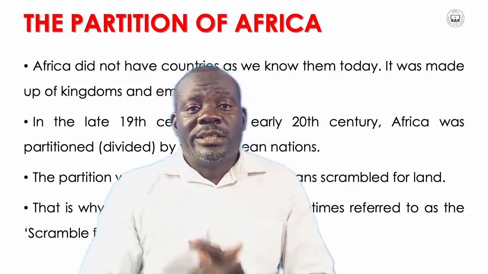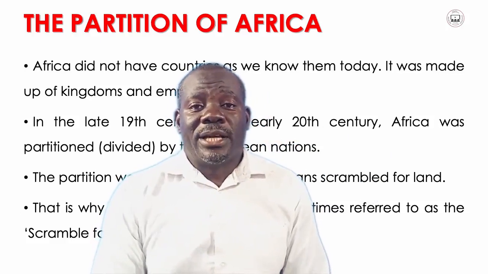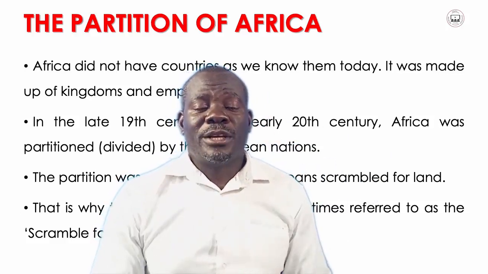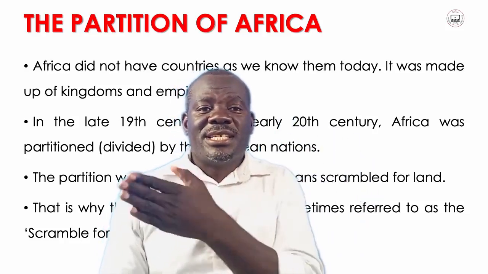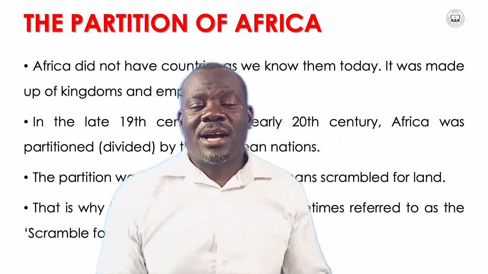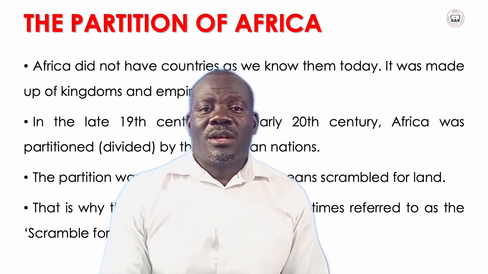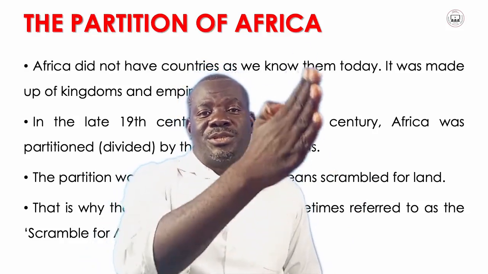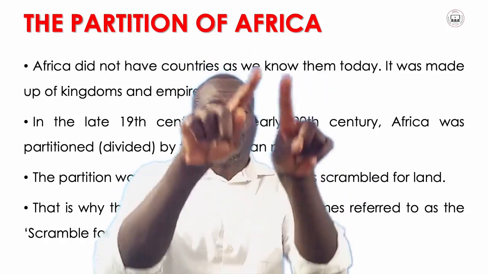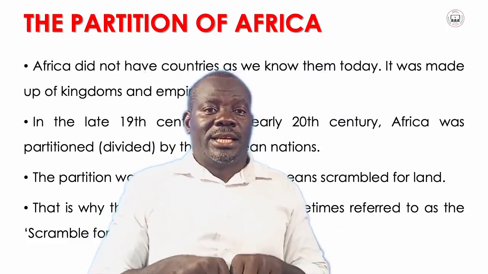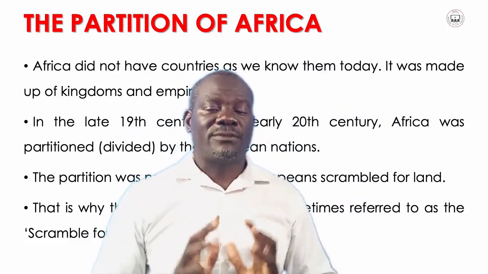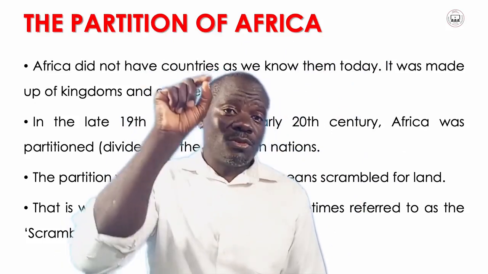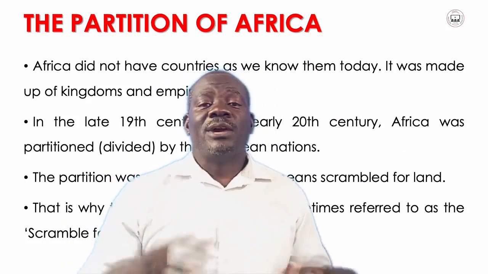If you check the maps of the United States of America, you find that the states in there are not as zigzag as our countries in Africa. No, they are just straight. The state of Minnesota is straight like a rectangle, because those states were divided peacefully. But for the countries of Africa, there was a scramble.